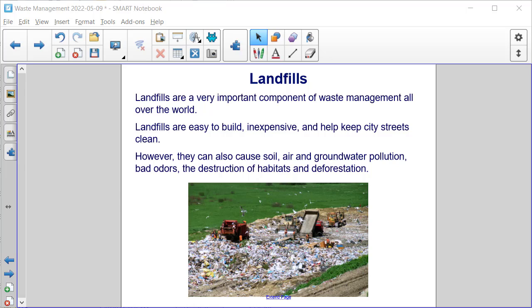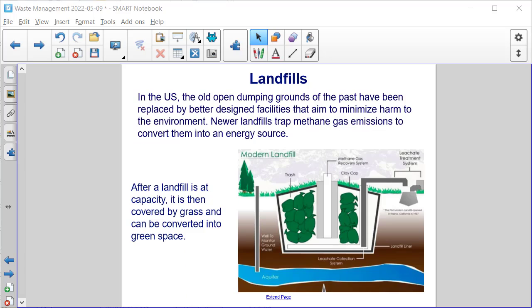Landfills. Landfills are a very important component of waste management all over the world. Landfills are easy to build, inexpensive, and help keep city streets clean. However, they can also cause soil, air, and groundwater pollution, bad odors, and the destruction of habitats and deforestation. In the U.S., the old open dumping grounds of the past have been replaced by better designed facilities that aim to minimize harm to the environment. Newer landfills trap methane gas emissions to convert them into an energy source.